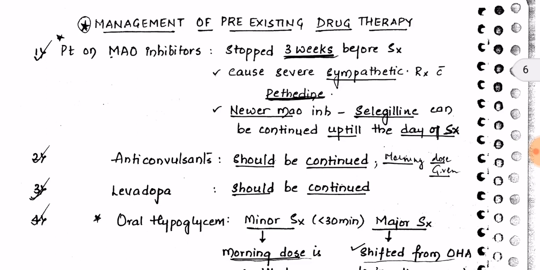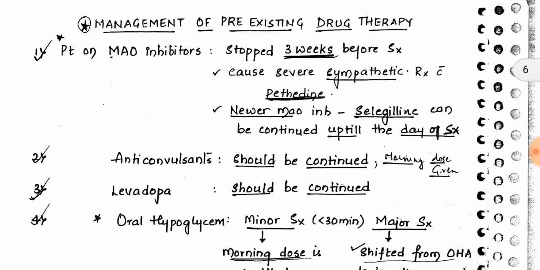If the patient is taking modern MAO inhibitors like selegiline, then they can be continued. They can also be given in the morning as well, right? But if the patient is on older MAO inhibitors, then we have to stop them 3 weeks before the surgery. What it can do is it can react with pethidine. So it can cause severe sympathetic reactions with pethidine. So that is also important.